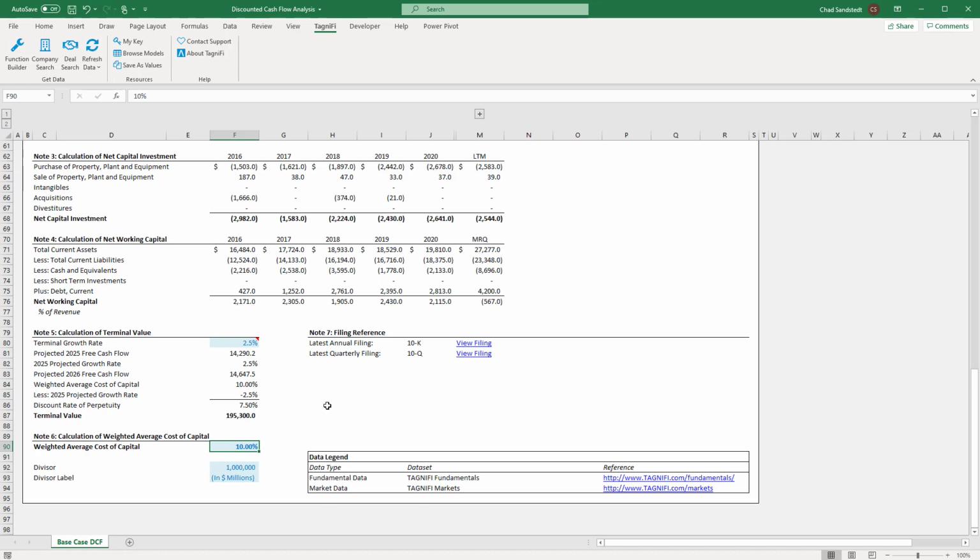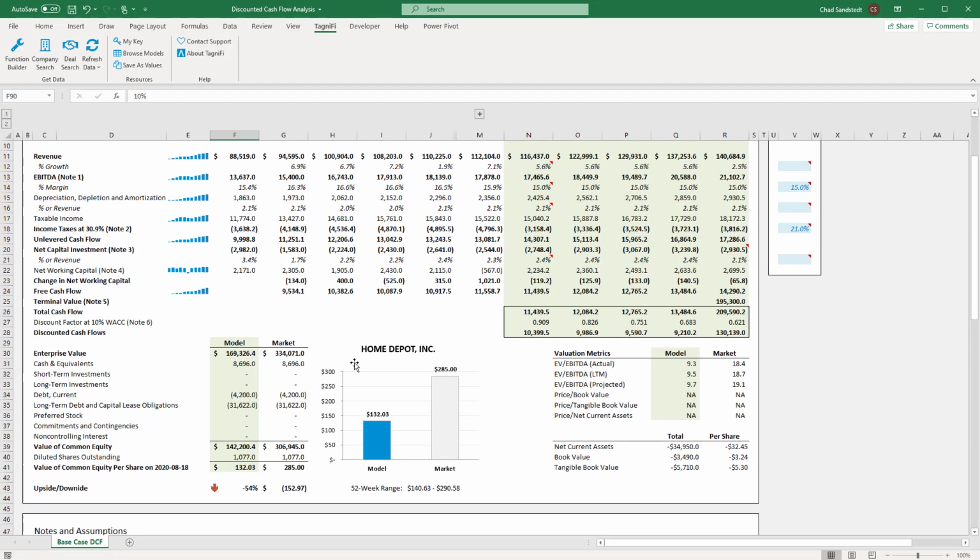Everything there you can change, and it's going to automatically update and flow through this valuation to calculate a value per share for any of the companies in the TagniFi database. So that is the discounted cash flow analysis.